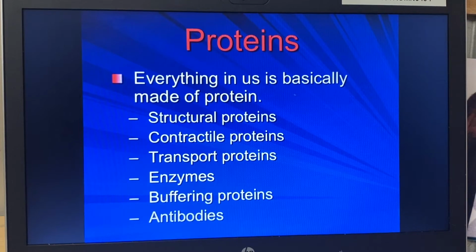But then you also have buffering proteins. Like if you've ever seen someone start to hyperventilate, you actually have buffering proteins that will rush in and keep your blood pH very constant. And also antibodies, which we're going to get into in the immune system towards the end of the semester. Antibodies are big proteins that are shaped kind of like lobsters, and they have lobster claws. And those are the proteins that will grab onto bacteria and viruses and help clear them out of your system. So they're very important in your immunity.